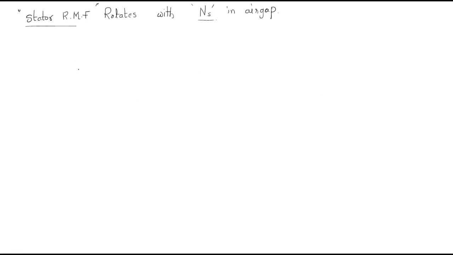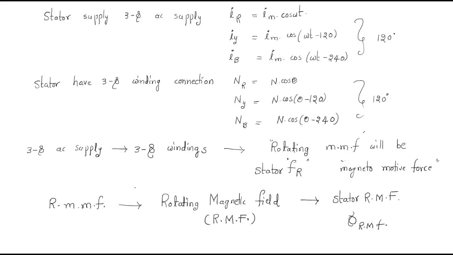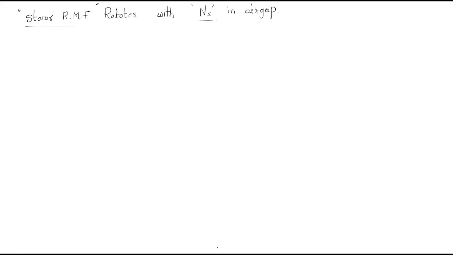And if you observe here, we have more number of conductors. Generally we have a formula for FR, the rotating MMF. The formula is FR equals 3/2 Fm cos(theta minus omega t). But we don't require that formula here.